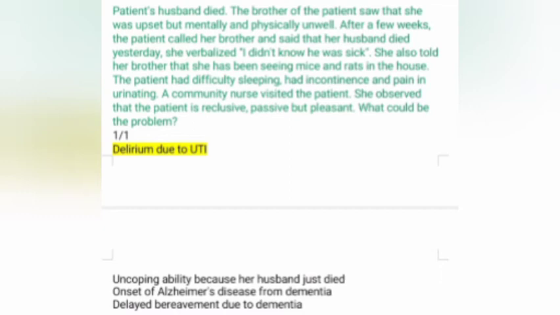Next question. A patient's husband died. The brother of the patient saw that she was upset but mentally and physically unwell. After a few weeks, the patient called her brother and said that her husband died yesterday. She verbalized, I didn't know he was sick. She also told her brother that she has been seeing mice and rats in the house. The patient had difficulty sleeping, had incontinence and pain in urinating. A community nurse visited the patient and observed that the patient is reclusive, passive, but pleasant. What could be the problem? The correct answer is delirium due to UTI.